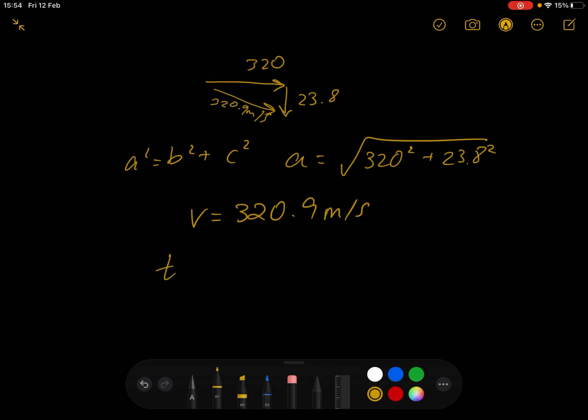So again, let's use tan. Tan minus 1 of opposite 23.8 over adjacent 320. So that's 23.8 divided by 320, tan minus 1 of the answer, 4.25. I make that. And this time that is to the horizontal.